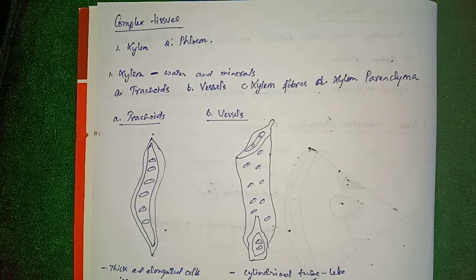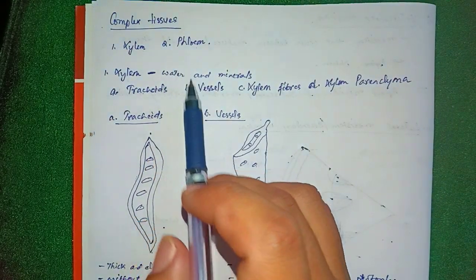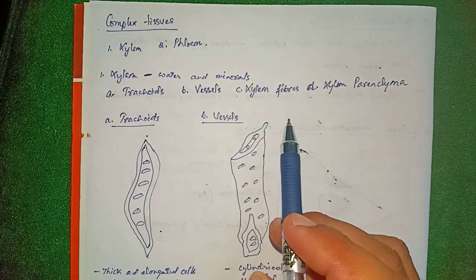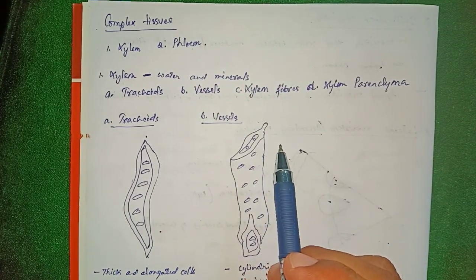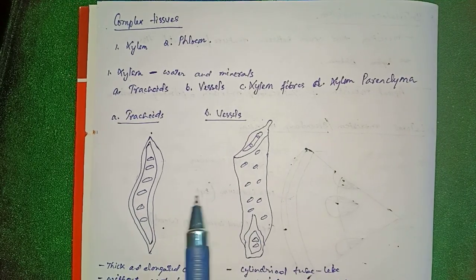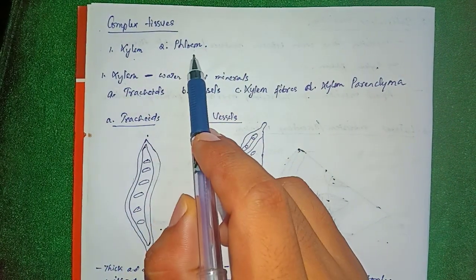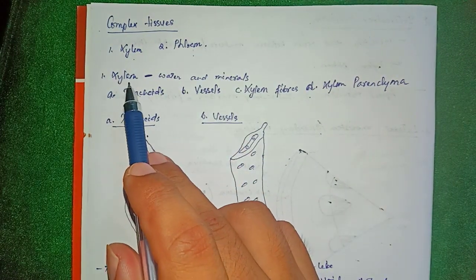Hello, we shall discuss complex tissues. What are complex tissues? Complex tissues are made up of more than one type of cells and they work together as a unit. The main components of complex tissues are the xylem and the phloem. Let's first discuss xylem.